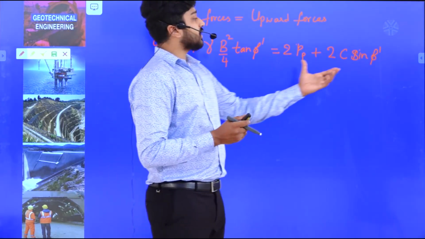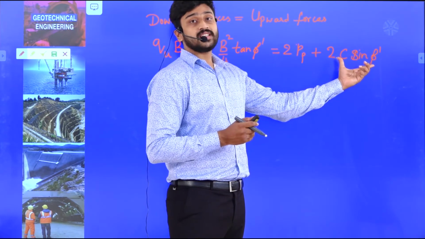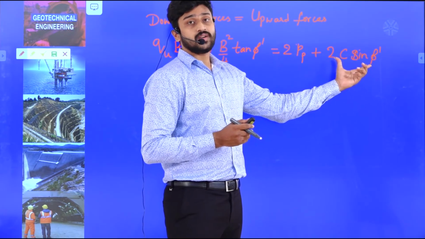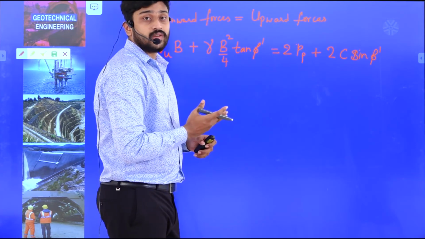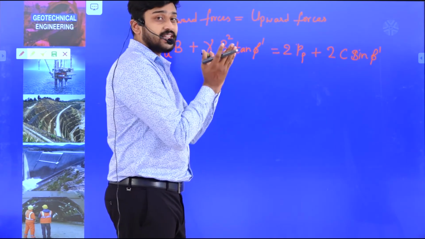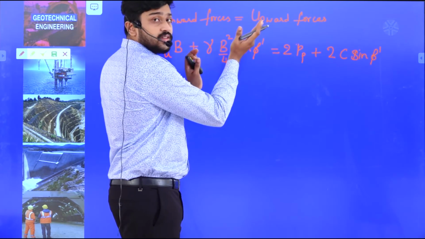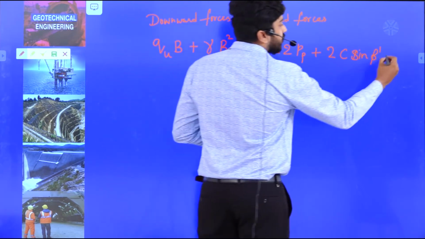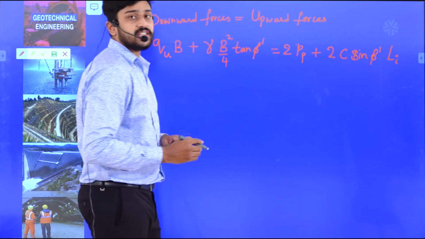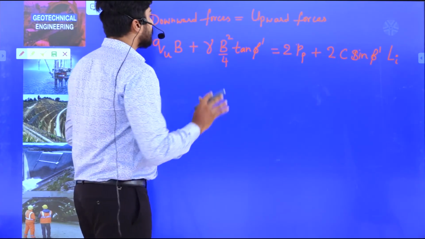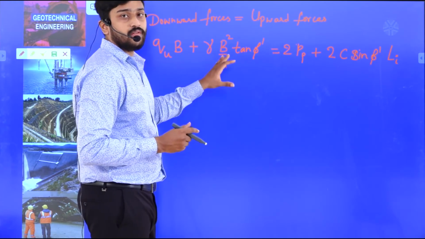But if you look here, this 2c sin phi dash is a shear stress. It is acting along a particular length. If you consider the wedge, it is acting along the inclined surface. So that is why we have to consider the length also, that is 2c sin phi dash into Li. So this is the equation that we have obtained.